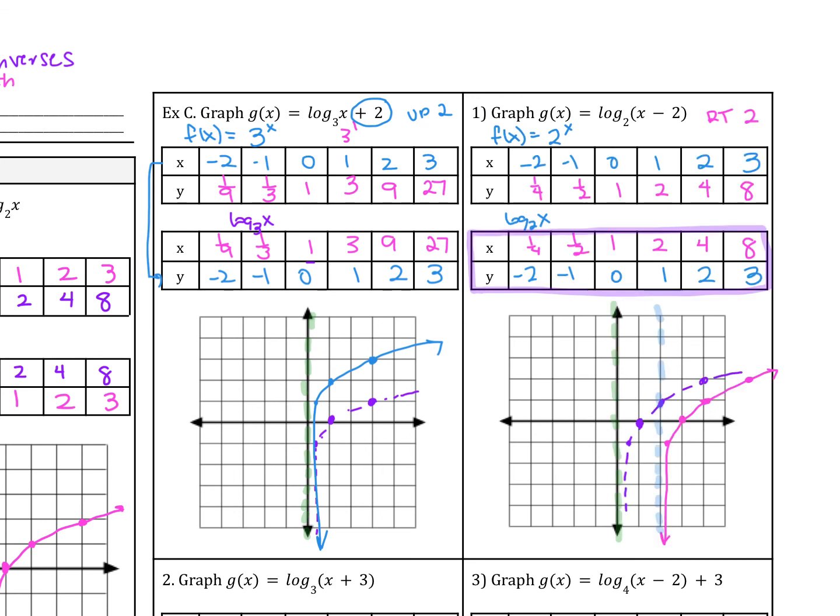So here is the graph in pink here. This is our log base 2 of (x minus 2), so right 2. So here are the values you should have gotten for log base 2 of x. And then I graphed that here in purple. Then I moved each point 2 to the right. And notice when I move to the right, my asymptote moves along with it. Okay, so hopefully that helps you out.